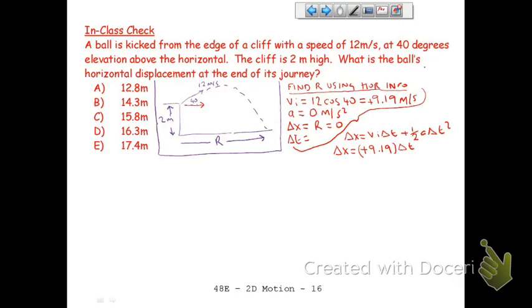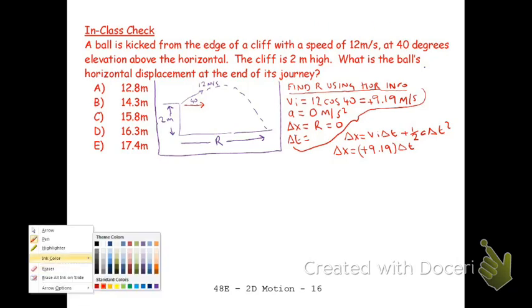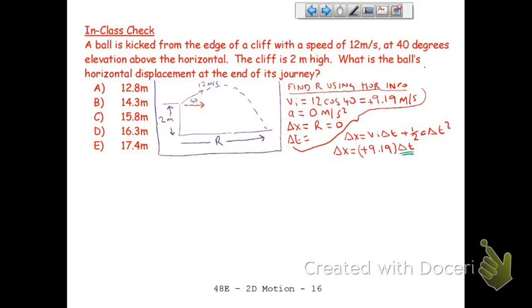If only I knew that delta t. Find delta t using vert. Visualize. 7.71. We'll call it 7.7.